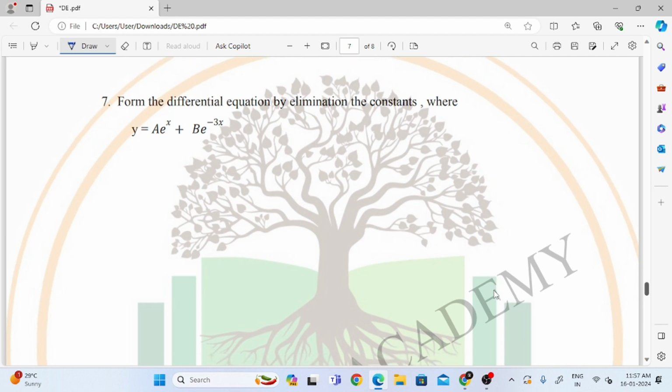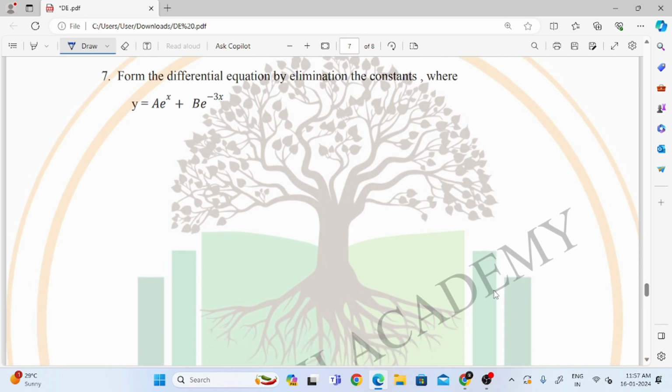But this question is interesting. Again, y is given, we have to form the differential equation. You can see that two arbitrary constants are there, a and b, and a e raised to x and b e raised to minus 3x. Now here the numbers are not equal. If the coefficients of x are equal, then it is easy to solve. Now see here how to solve this.